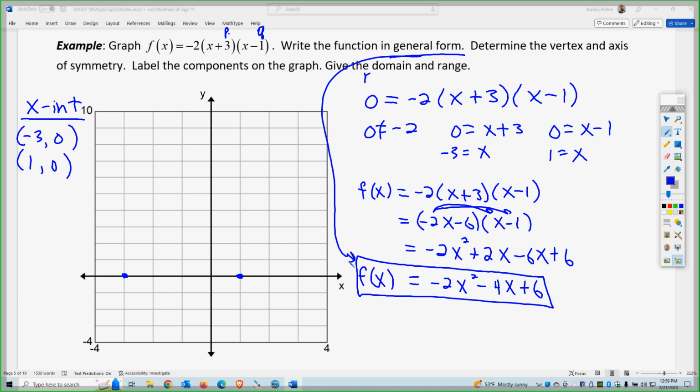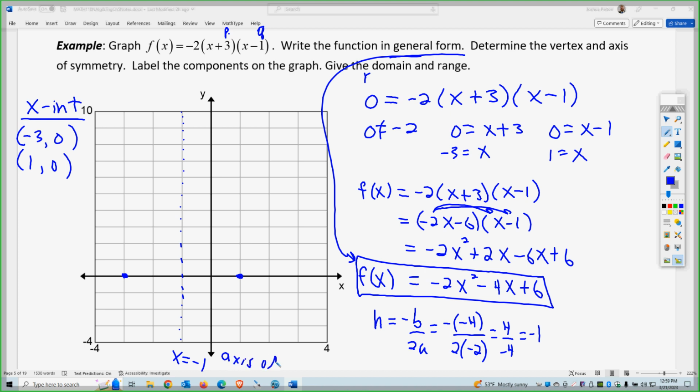That's the general form. Okay, so we get our vertex two different ways. One, we can do the typical formula, h equals -b over 2a. All right, so I get 4 over 2 times -2. So I get 4 over -4, or simply -1, right? So x equals -1 is our axis of symmetry, right? Which we also know is halfway between the two x-intercepts. So that's the other way you can get it if it's already in factored intercept form, right?